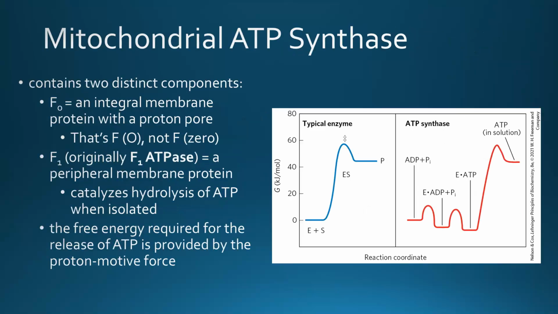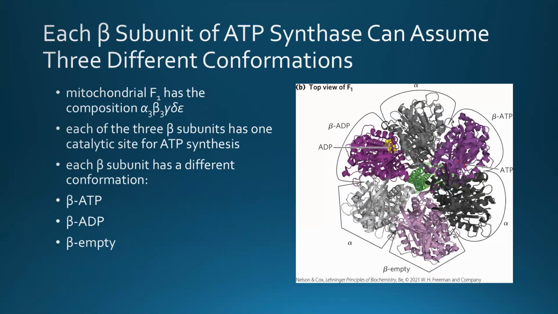The rest of the PowerPoint discusses complex 5, also known as ATP synthase, which is the enzyme that actually phosphorylates ADP to make ATP. This enzyme is known to contain 2 distinct components, FO, not F0, even though many videos and papers often refer to it as F0. The O is for the donut-like form that has a pore for protons, and then an F1 unit. Before we look at this top view, let's look at some of the overall structure of the ATP synthase enzyme.